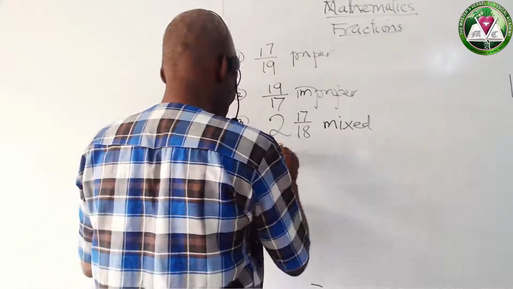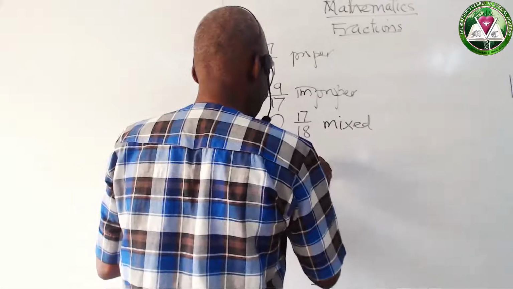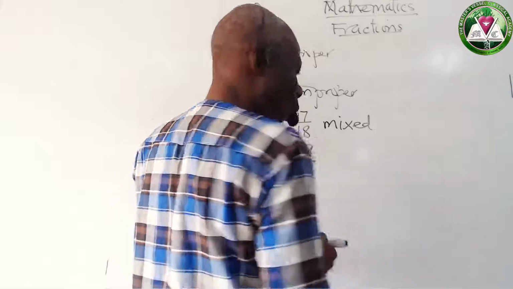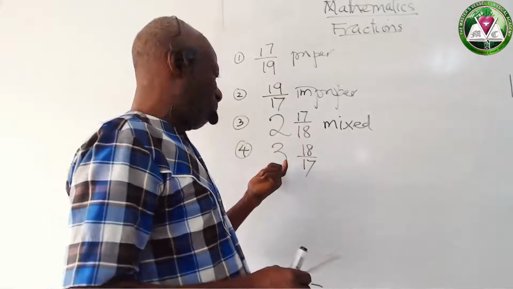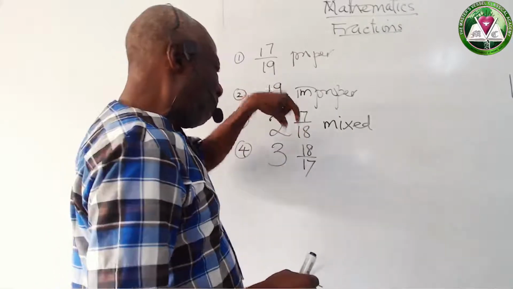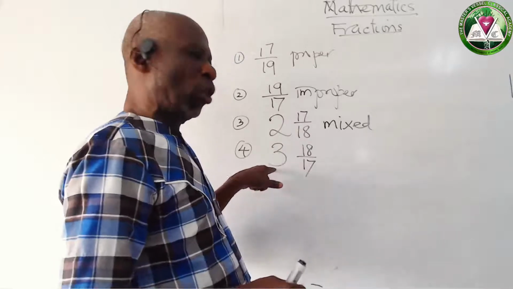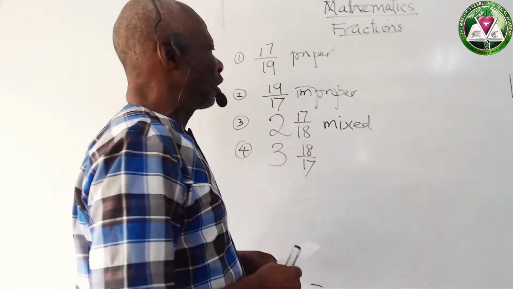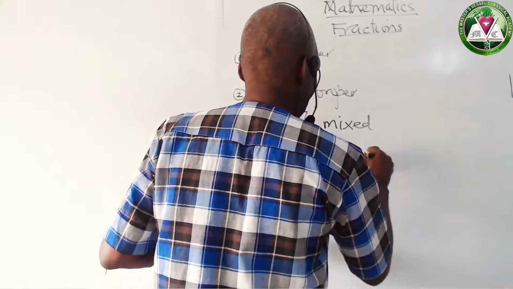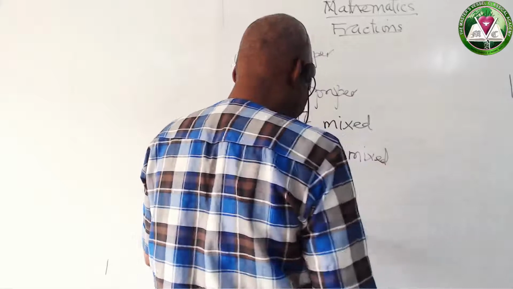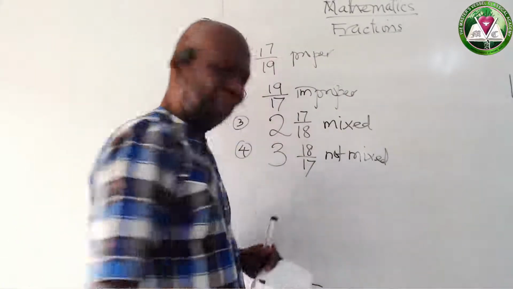Number 4, we have 3 whole numbers, 18 all over 17. We are told that a mixed fraction should consist of 2 things, a whole number portion and a proper fraction portion. Here is improper, attached to whole number. This is not a mixed fraction, not mixed. So if you got all this, then it means you are following and you have 100%.